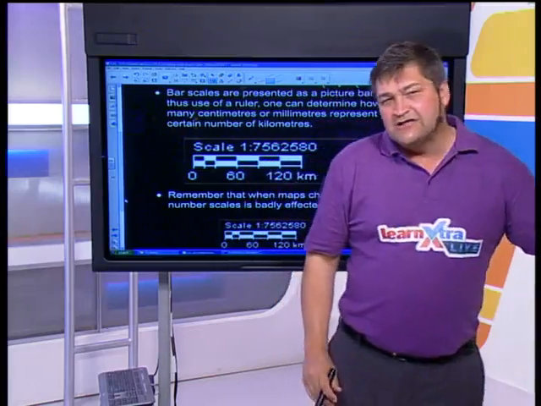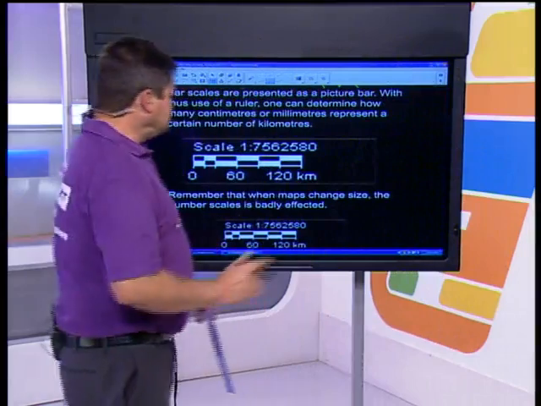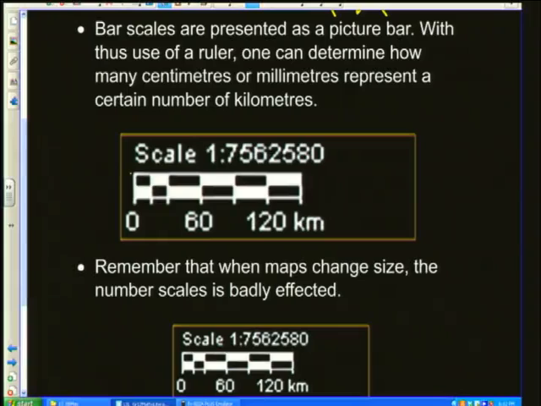Now, how would I use that? The first thing I do is I take my ruler. And I can see from my bar graph here that from this point through to this point represents 60 kilometers.